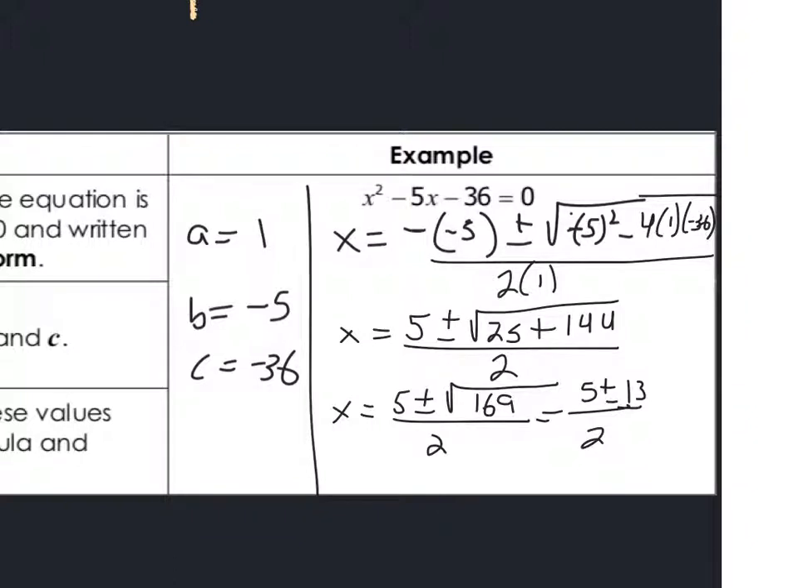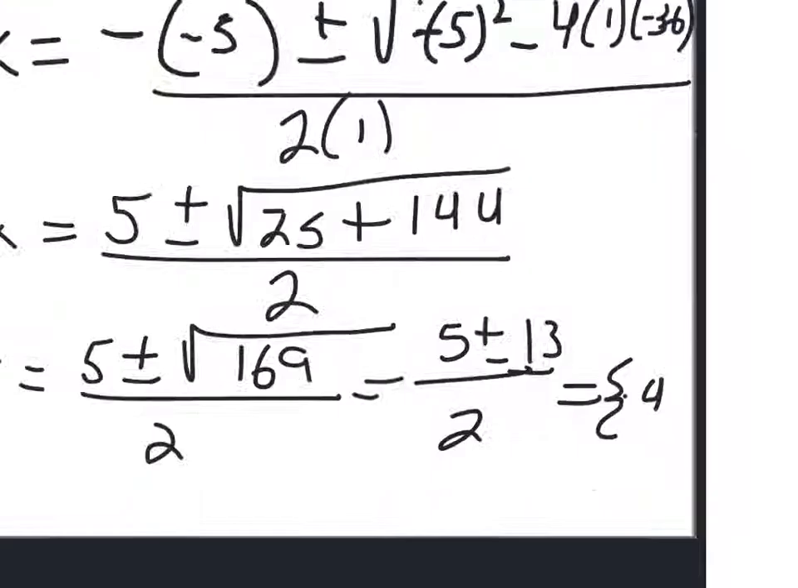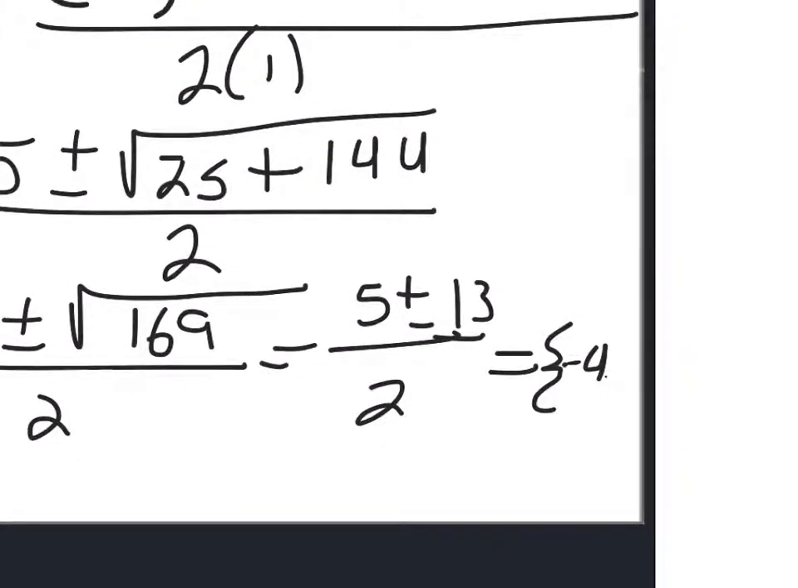And then from here you would split the cases up. You would do 5 plus 13 divided by 2 and 5 minus 13 divided by 2. If you do that, you get your two answers, which are negative 4 and 9. Those are your two answers, and that's how you would solve this quadratic equation using the quadratic formula.